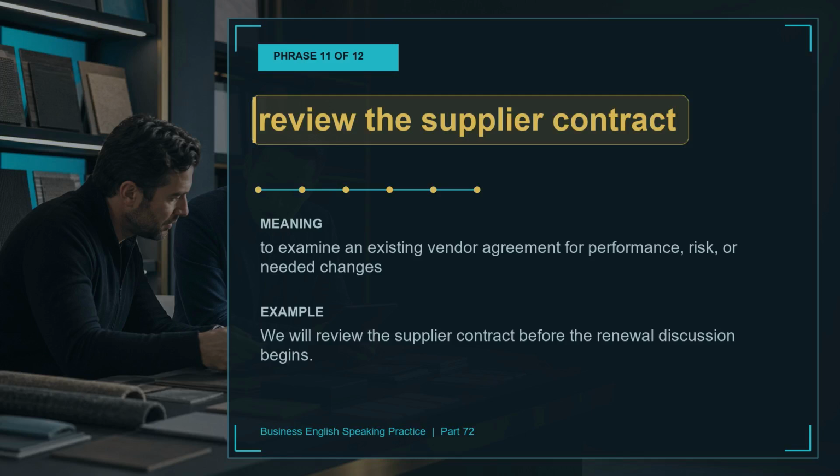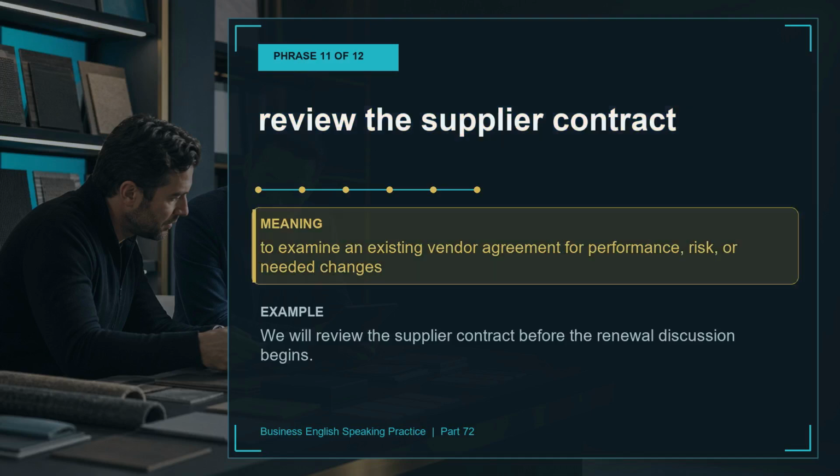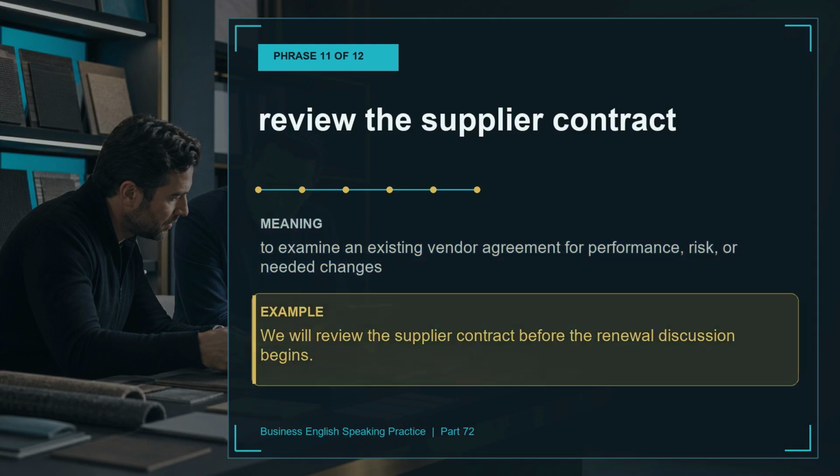Phrase 11. Review the supplier contract. Meaning, to examine an existing vendor agreement for performance, risk, or needed changes. Example, we will review the supplier contract before the renewal discussion begins.